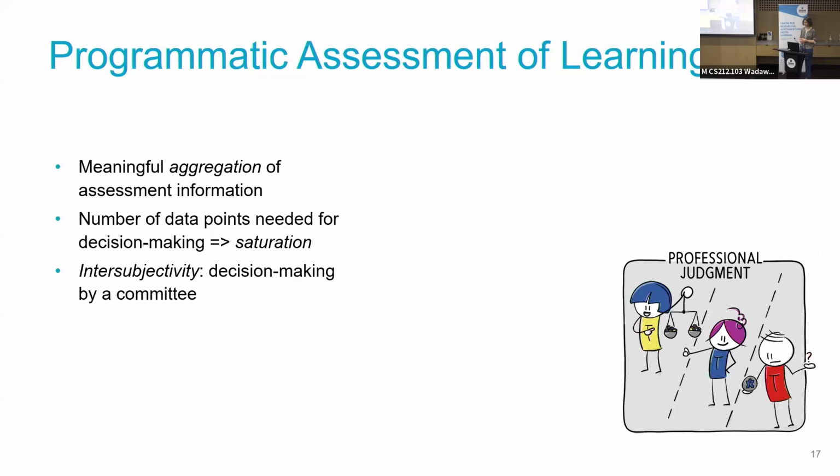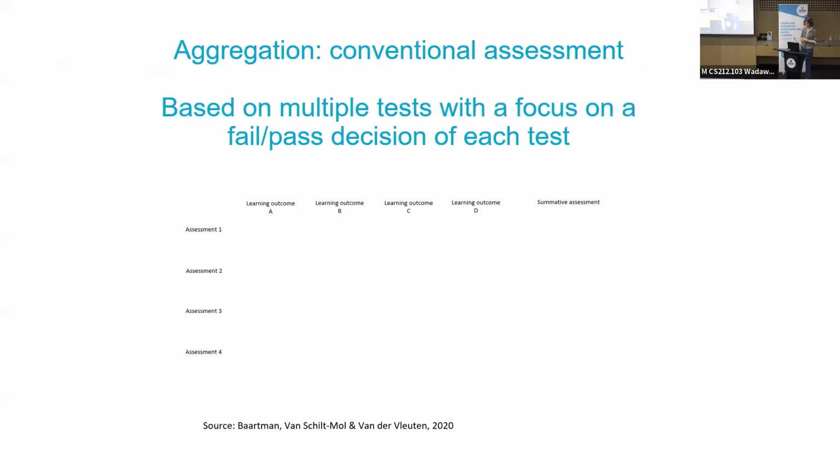So that brings me to programmatic assessment of learning. So the high stakes decisions made at the end. And they are based on three important ideas: meaningful aggregation of information, the number of data points needed for decision making, and intersubjectivity. And I will go into that a bit further.